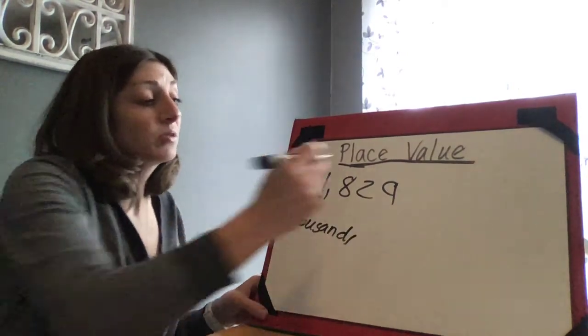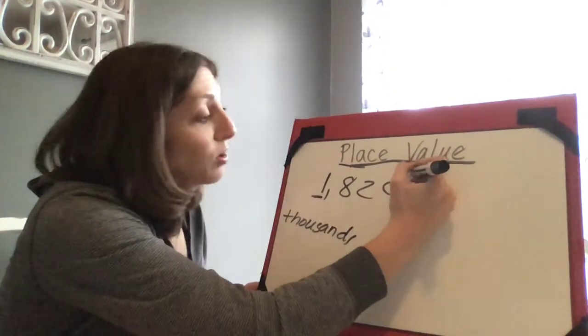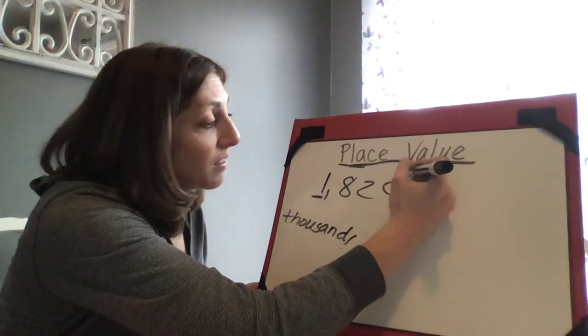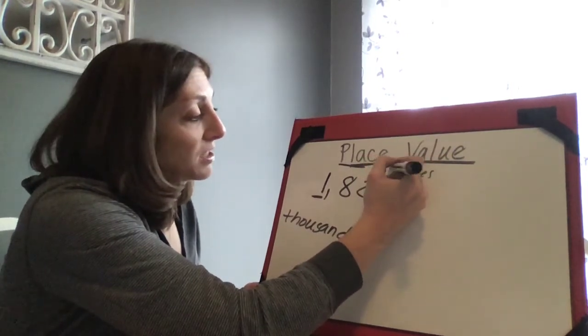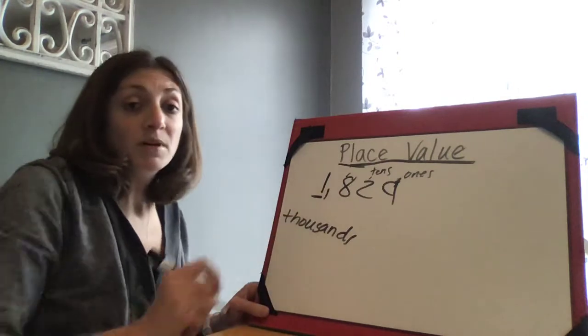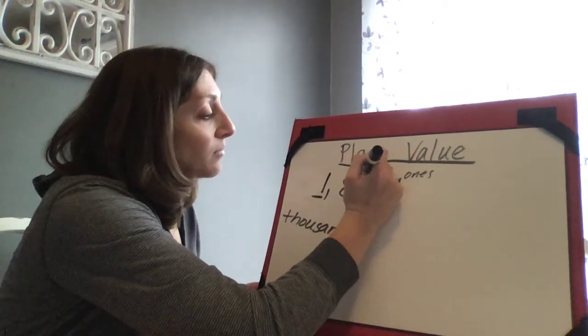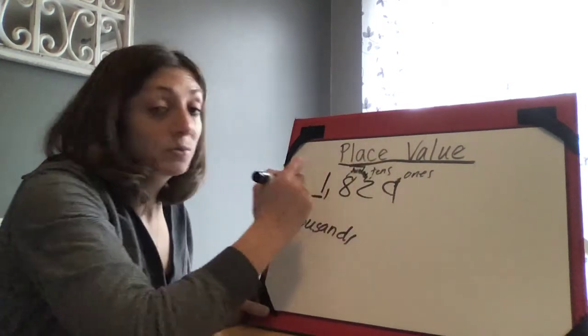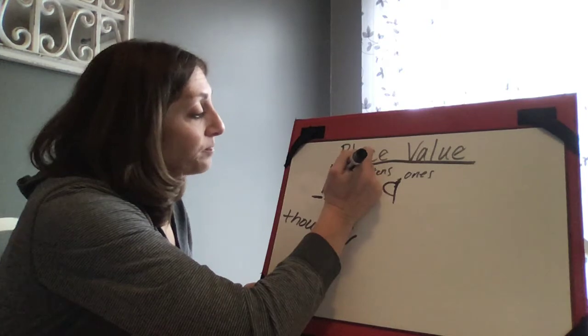Now, let's review these. So this would be in the what place? The 1's place. Good. The 2 would be in the? Good. The 10's place. The 8 would be in the hundreds place. Good job. And the 1 would be in the? Good job. The thousands place.